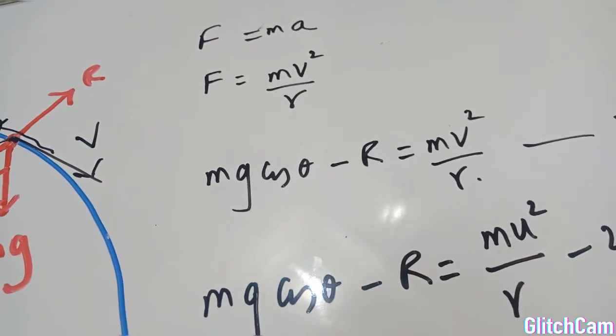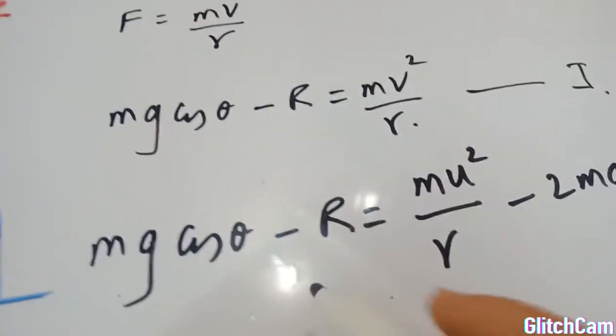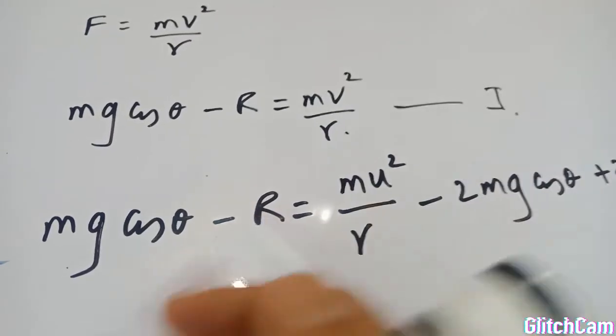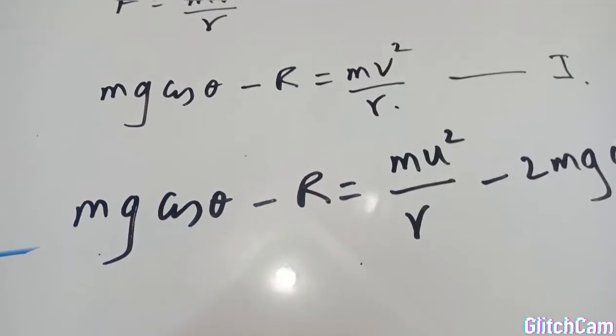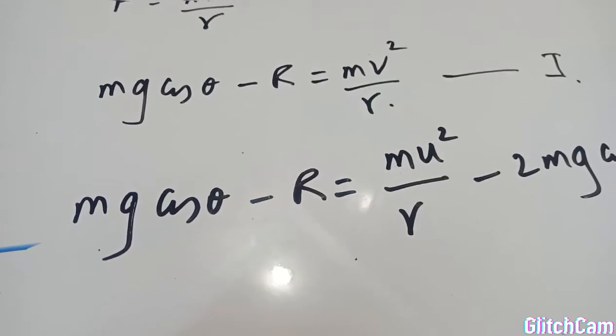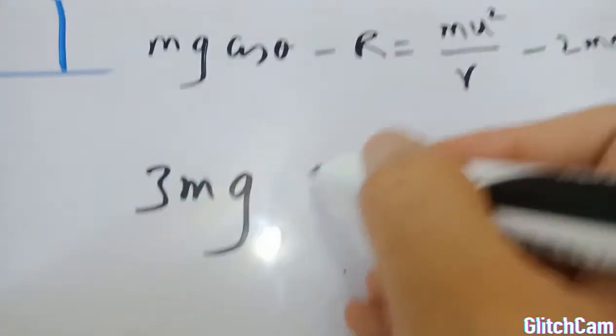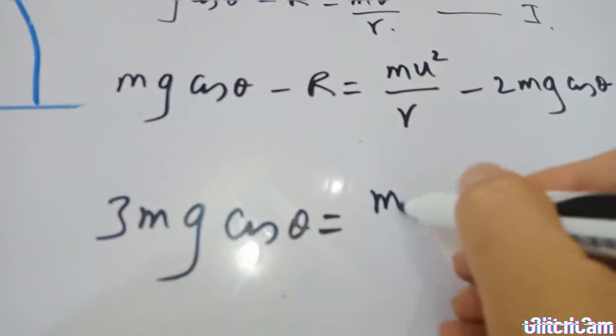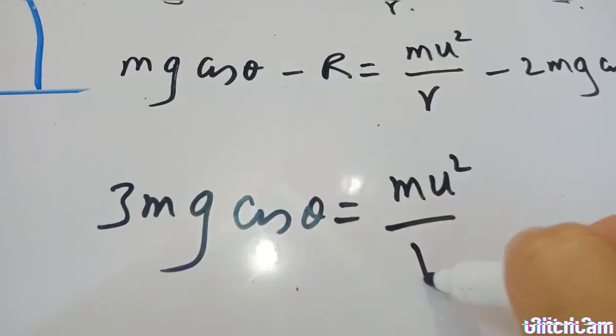So when you put r equal to 0 and bring this 2 mg cos theta to this side, this will become 3 mg cos theta, that is equal to mv square over r.